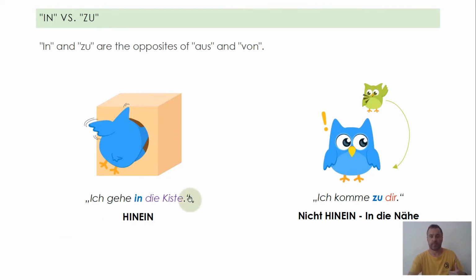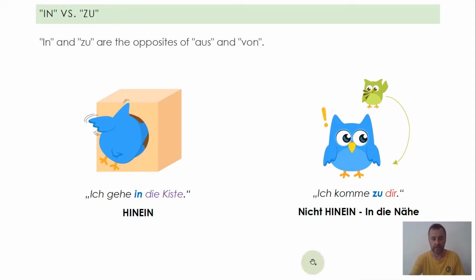If you want to explain that you're coming from somewhere, you would use here ich komme aus der Kiste or ich komme von zu Hause, von dir. So it's the pure opposite of aus and von. Here we're focusing if somebody comes close to something. So that's why zu is always used if you're describing going to a person. And if we really want to highlight that we're entering something physically, we would use in.